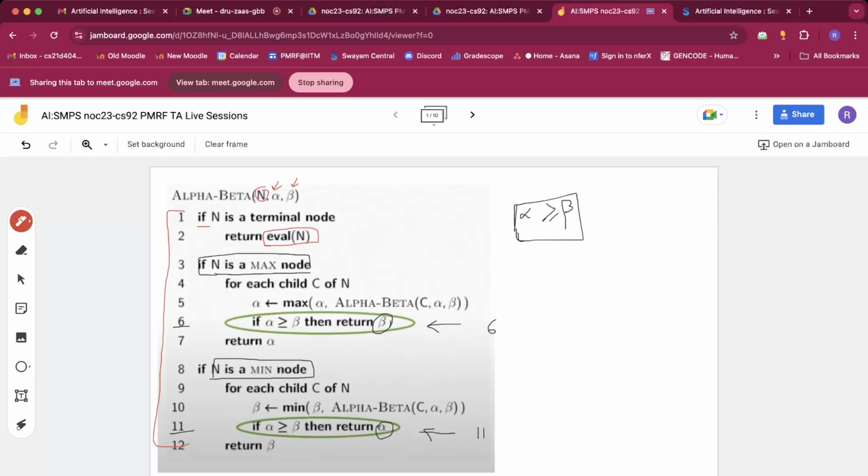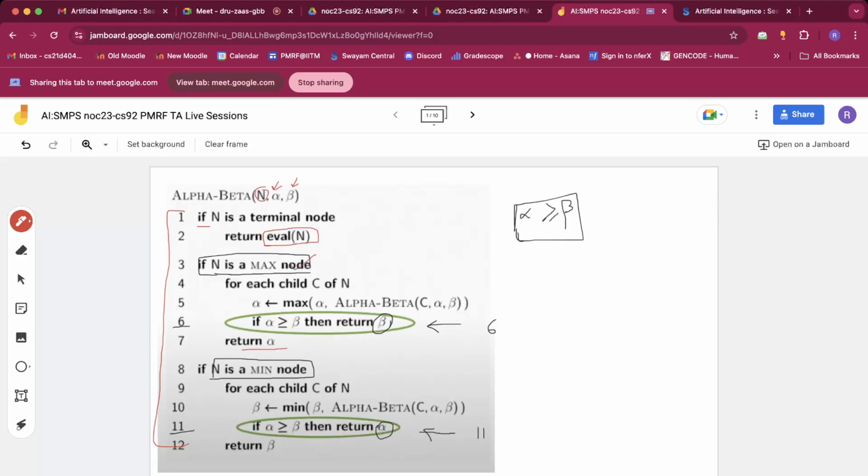If n is a max node, for each child of n we will recursively apply an alpha value which will be the maximum of the current alpha and the recursively applied alpha beta algorithm to the child of that particular node. If alpha happens to be greater than or equal to beta, then we apply a beta cutoff and return beta. Otherwise we always return an alpha value in case of a max node.